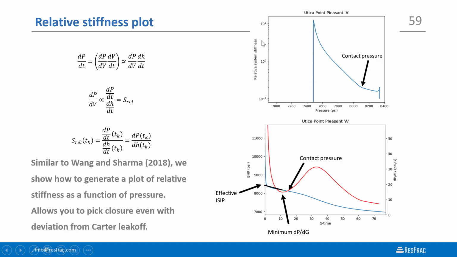So that's kind of cool. You don't have to do any more analysis than that, and you can generate this plot. Now it's called relative system stiffness because the y-axis here is proportional to the system stiffness, but is not explicitly a measurement of the system stiffness.